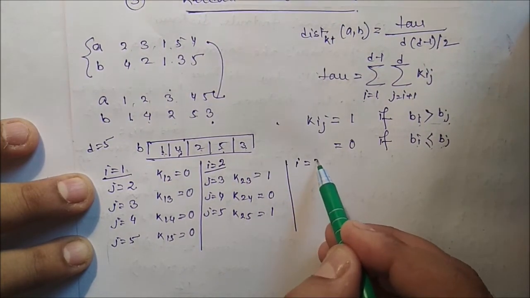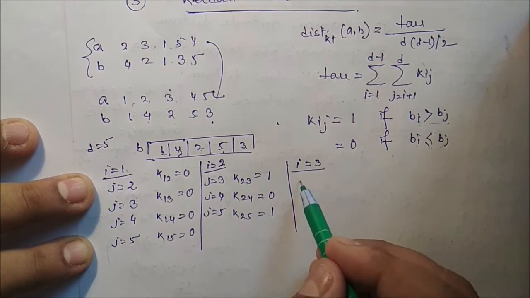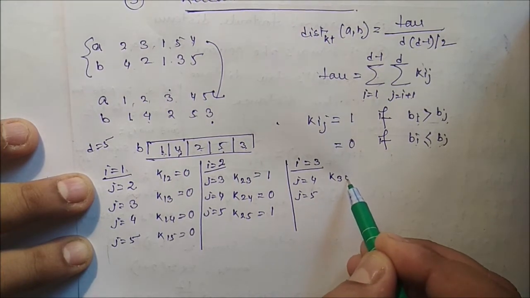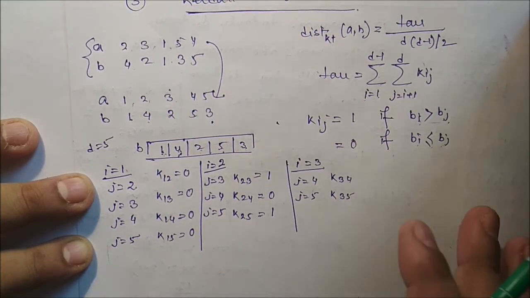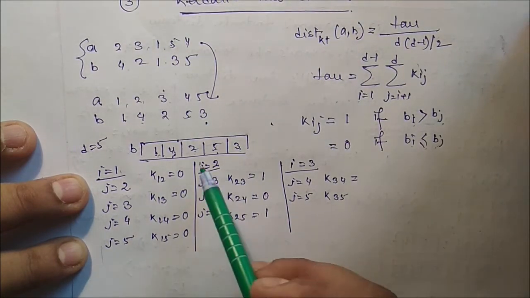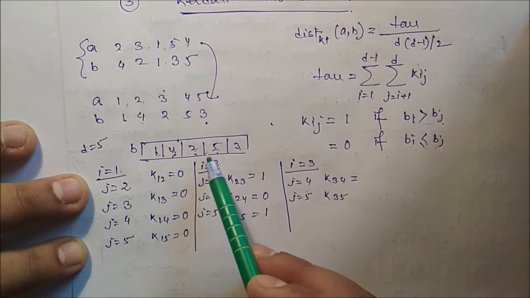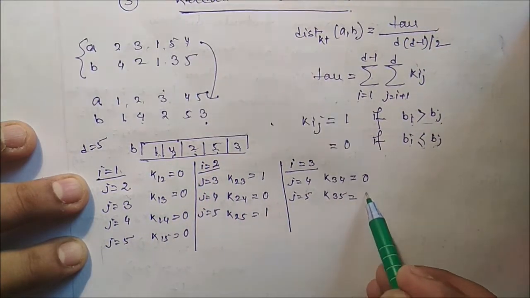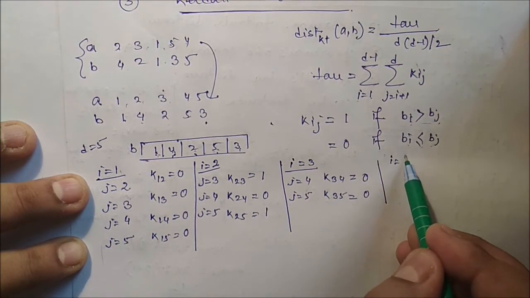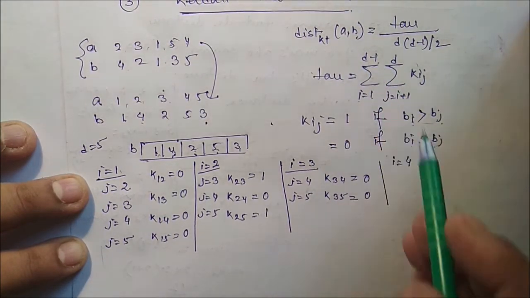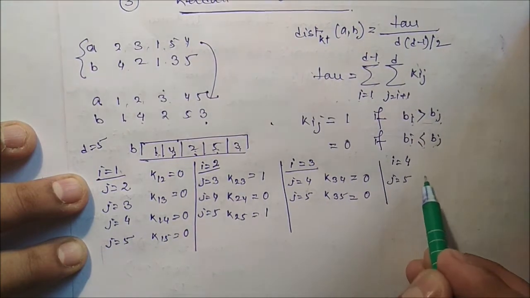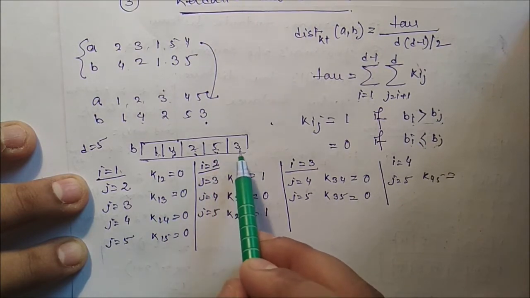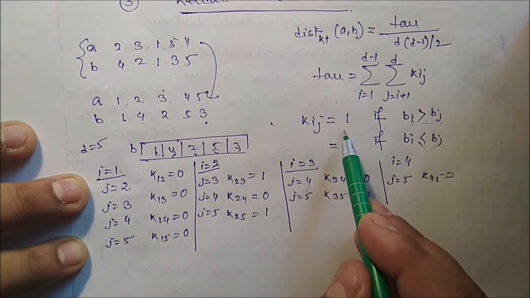The next i is 3. That means we consider j equal to 4 and j equal to 5, that is K34 and K35. For K34, 3 and 4: this value is less than 5, hence it is 0. For K35, this value is less than 3, hence it is 0. Finally, i is equal to 4, up to D minus 1, so 5 minus 1, 4. So j is equal to 5, K45. B4 is greater than B5, hence it should be 1.